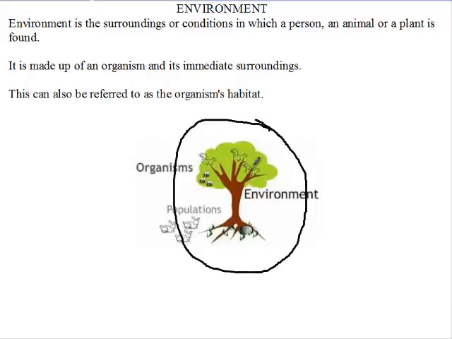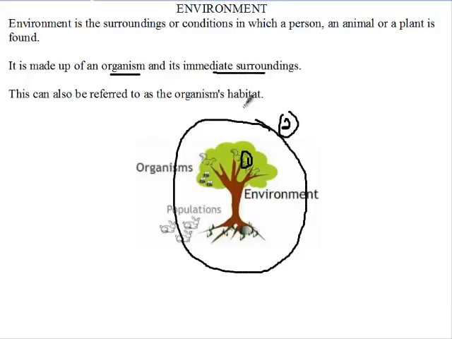So it is made up of two main things. One is the organism itself, and two is the organism's surroundings. We can also call the organism's environment its habitat. Habitats are places where organisms live.